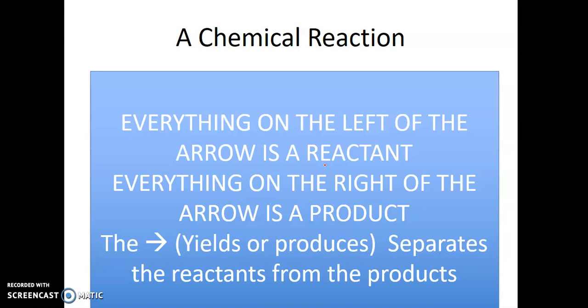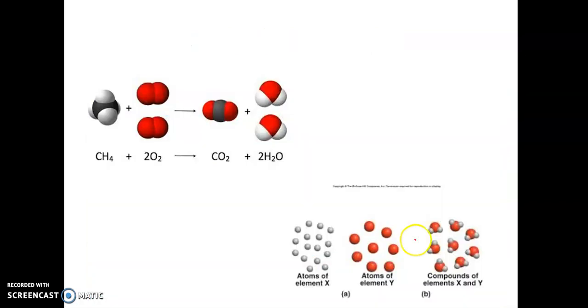Everything on the left of the arrow is a reactant. So you have to define reactant in your notes. You should be writing everything on the left of the arrow. Everything on the right of the arrow is a product. And this arrow means yields or produces. This arrow simply separates the reactants from the products.